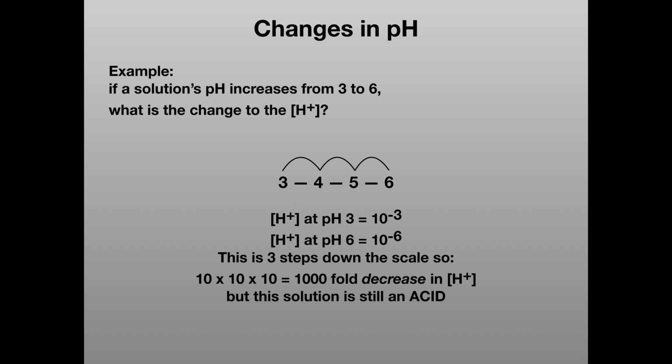We're going from 3 to 6. We're moving up the scale, so we're becoming more basic. So that means we have a decrease in hydrogen ion concentration. By how much? 1,000-fold. Again, this solution is still acidic. It is pH 6. That's still considered an acid, but it's not as strong as an acid of pH 3.